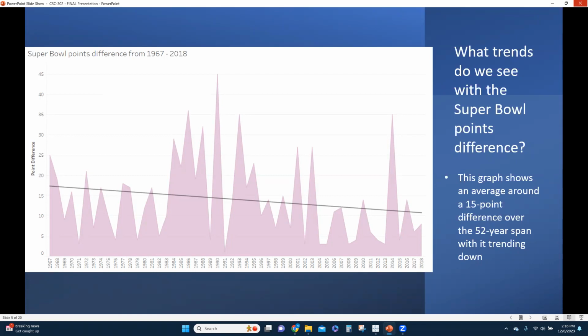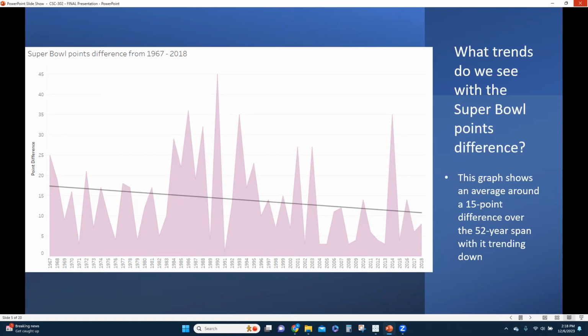It's pretty interesting also to look at that, yes, the average was a 15-point difference between the winner and the loser. But if you look from the 1980s through most of the 1990s, there were some pretty large point differences, over 25 all the way up to 45 points difference.